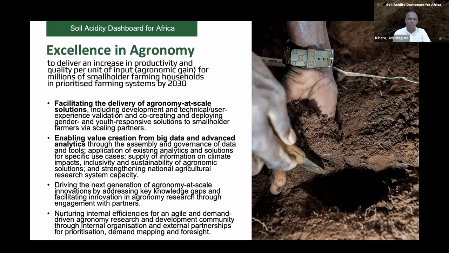There are four areas of work that we are focusing on. One of them is facilitating the delivery of agronomy at scale solutions. The soil acidity aspects that have been discussed so far is only one of those solutions. And Excellence in Agronomy is working at a number of issues that affect agronomy. The second area is enabling value creation from big data through advanced analytics, bringing data sets together and analyzing those in what Jordan was talking about as spatially explicit. We are also driving the next generation of agronomy at scale innovations by addressing the gaps that we identify as we implement other activities. And finally, we are making sure that we have nurtured internal efficiencies within the team to maximize the complementarities that the teams bring together.